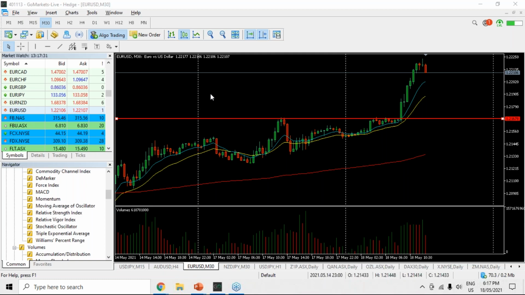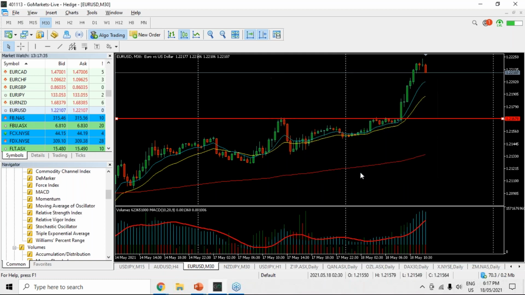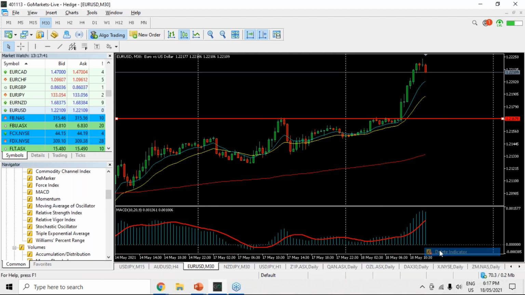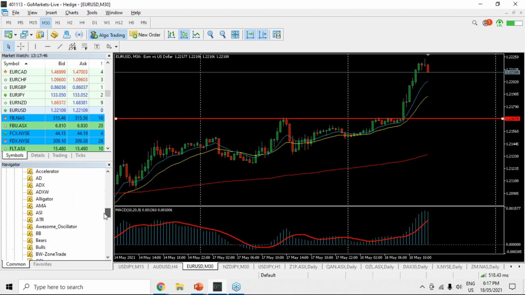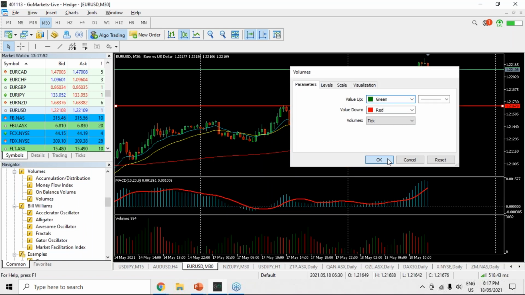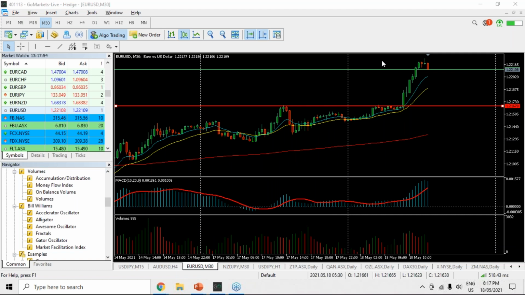Now, just going to pop a little MACD on this. I might explain this later. Nope, still good. Oh, God, I put a MACD on the volume. What a numpty. Okay, there's our MACD. Right. Okay, so there we go. All good. Nice example of a breakout.